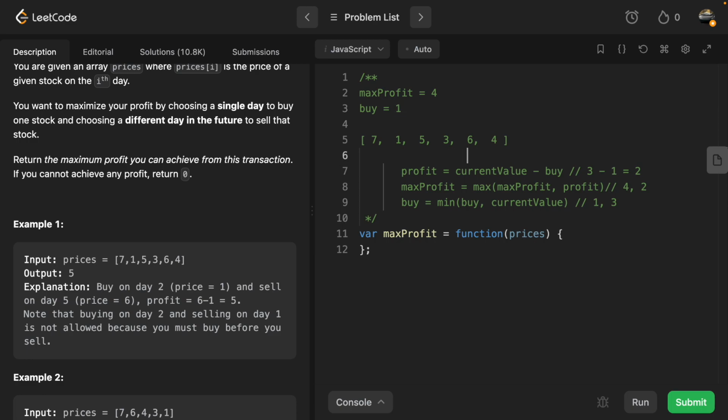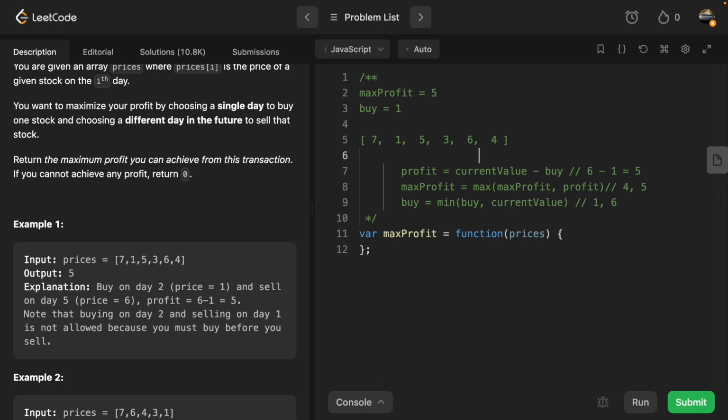Let's move to the next element, 6. The current value here is 6 and the buy is 1. So 6 minus 1 equals 5. For the max profit, the previous max profit is 4 and the current profit is 5. 5 is the max value, and we update the max profit to 5. For the buy, the previous buy is 1 and the current value is 6. The smallest value still remains 1.